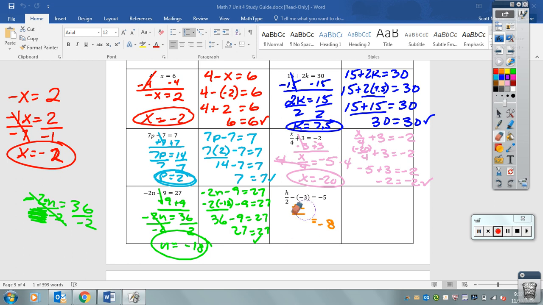Or you could have simplified this equation, because we don't like double signs anyway. H divided by 2, negative negative is a positive. Now it's much cleaner. Subtract a negative 3 is keep, change, plus 3.